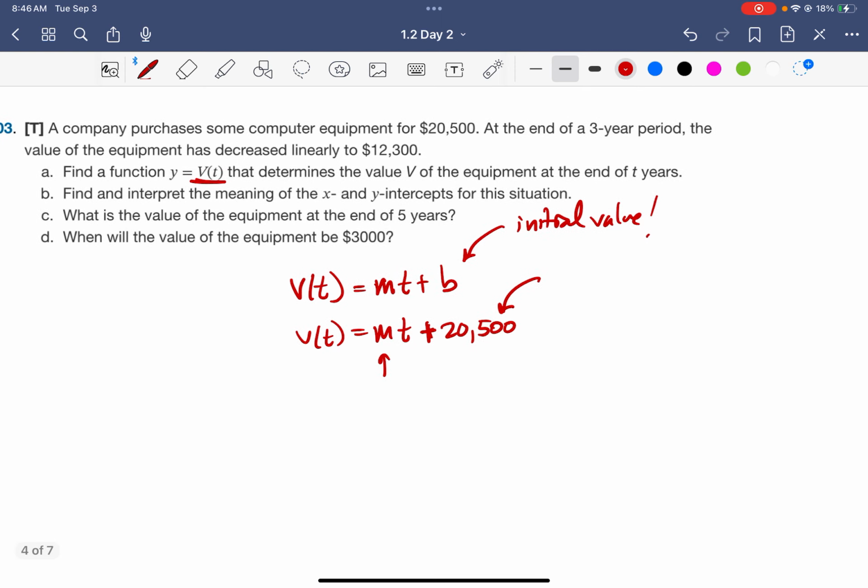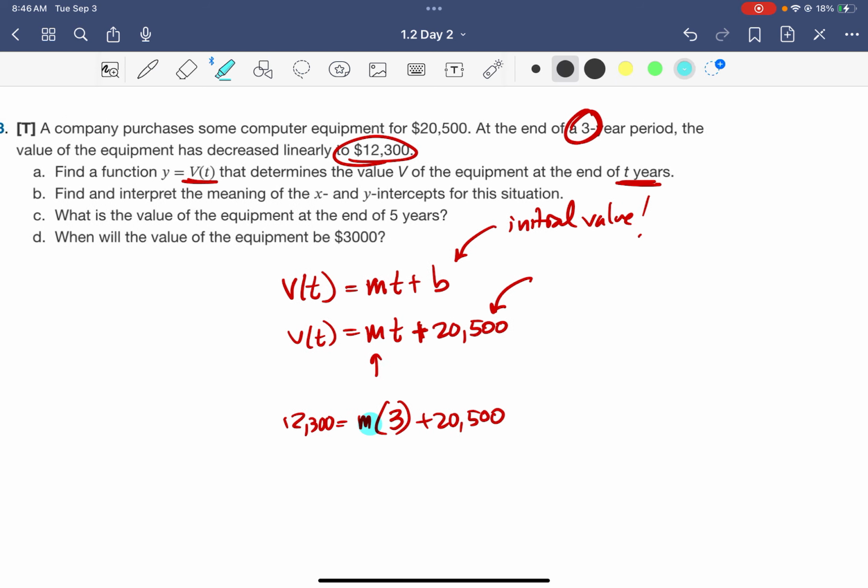And so what's one number that I know? I know that after 3 years I get this much. T is in years, so if I plug in 3, I get out 12,300. I'm going to have 20,500. Now there's an equation that I can solve for m, excuse me. So when I subtract, I end up taking 12,300 minus 20,500.